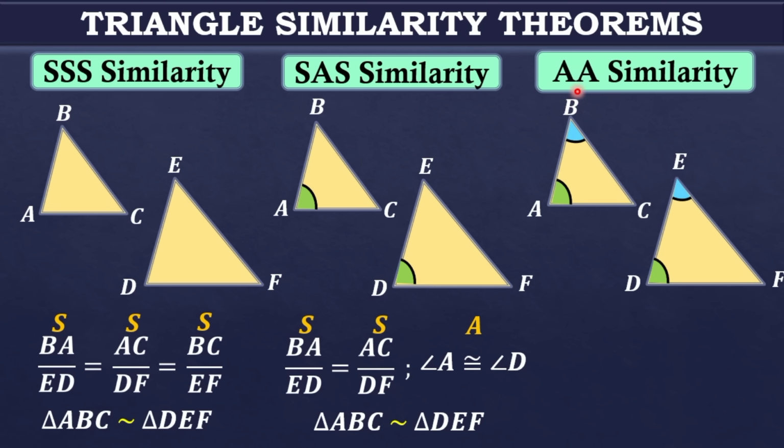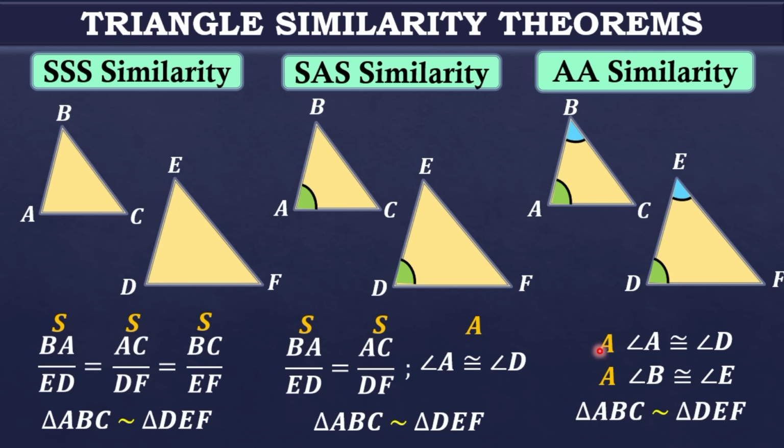So, since dalawang angles po ito, yung dalawang angles nito ay congruent po sa dalawang angles ng another triangle. So, kung meron po tayong ganong case, ibig sabihin, these two triangles are similar. Okay? So, given the angles, we have angle A is congruent to angle D, and then angle B is congruent to angle E. So, we have here two angles. So, kapag meron po tayong dalawang angles, ibig sabihin, these two triangles are similar. Triangle ABC is similar to triangle DEF.